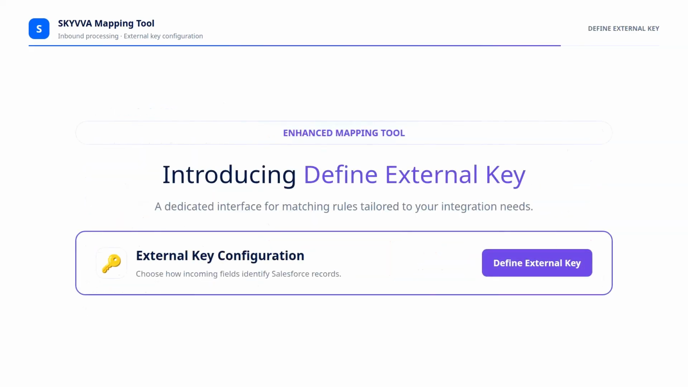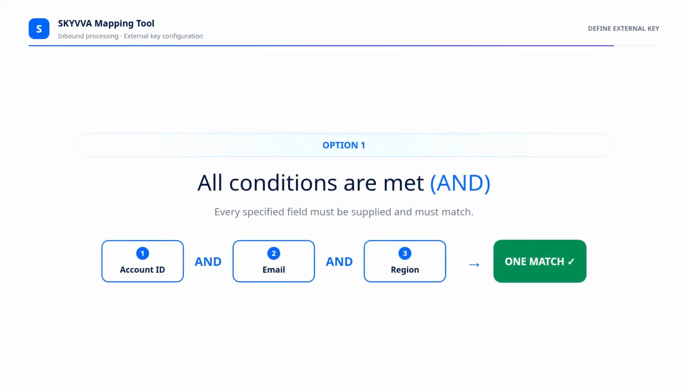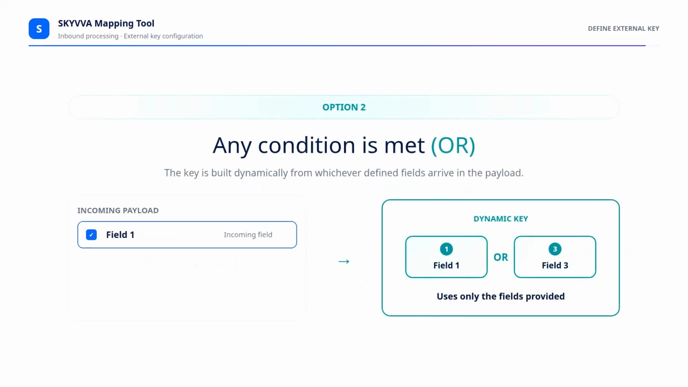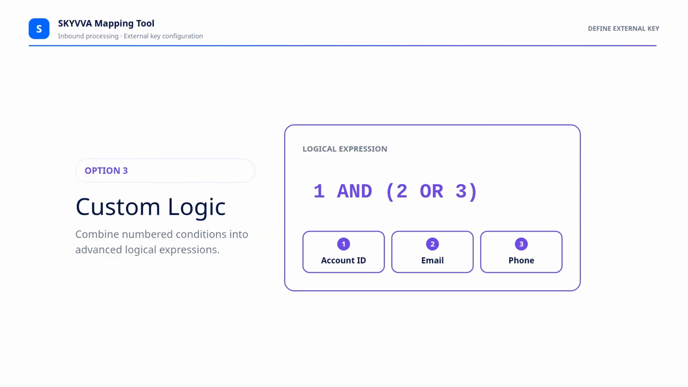For greater flexibility, the mapping tool now includes a dedicated Define External Key button, giving you control over how matching rules are configured. The first option is All conditions are met, or AND. This is the standard behavior, where every defined field must match before a record is identified. The second option is Any condition is met, or OR. If 3 key fields are defined, SKYVVA dynamically builds the lookup key using whichever fields are available in the incoming payload. Custom logic supports more advanced expressions.